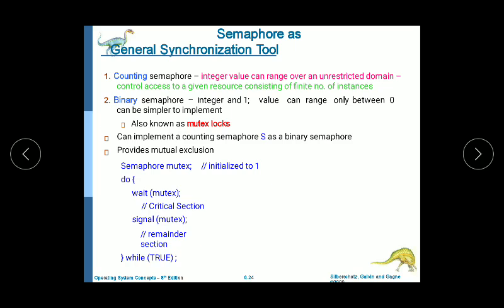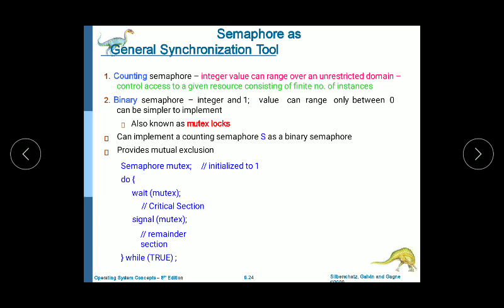Now the types of semaphores. We have two types of semaphores. Operating systems distinguish between counting and binary semaphores. These are the two types. One is the counting semaphore, another one is the binary semaphore. The value of a counting semaphore can range over an unrestricted domain. The value of a binary semaphore can range only between 0 and 1.